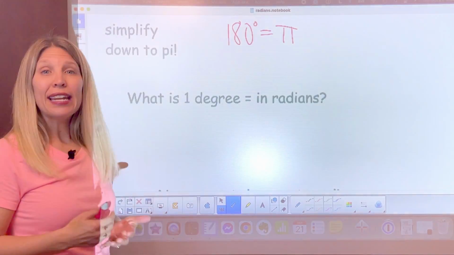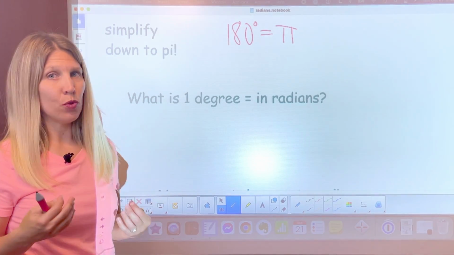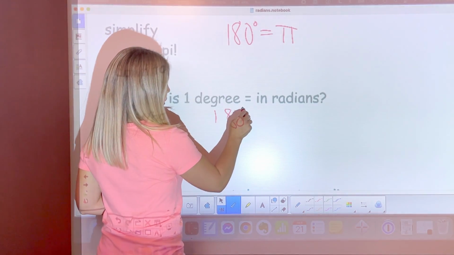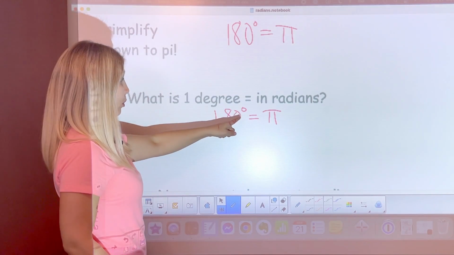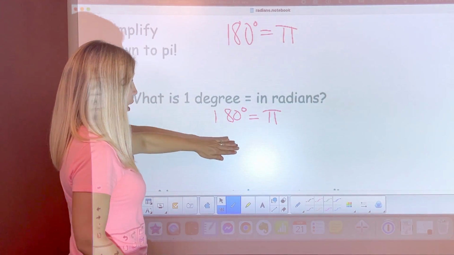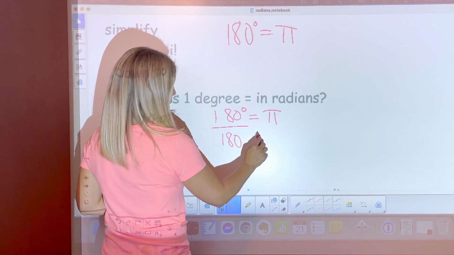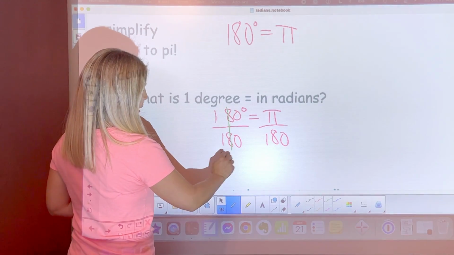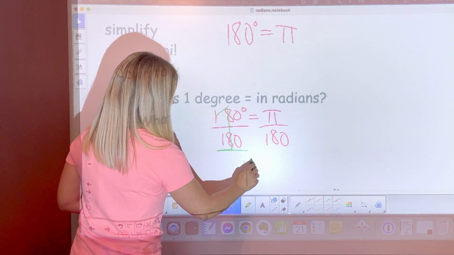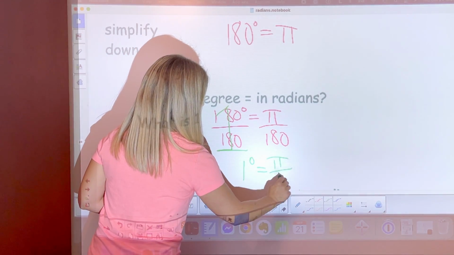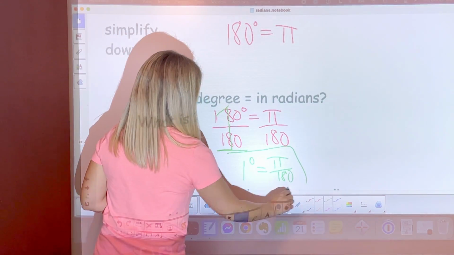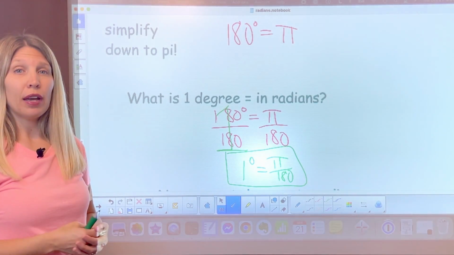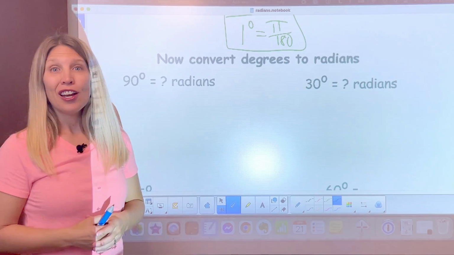Now we want to figure out what 1 degree is in radians so we can do any kind of conversions that we want. If we have 180 degrees equals pi, and we want to get rid of the degrees and make this a 1, you have to divide by the same number. The 180 becomes a 1, so we're left with 1 degree equals pi over 180. This will be our conversion that we will use when we're trying to find a certain degree in radians.